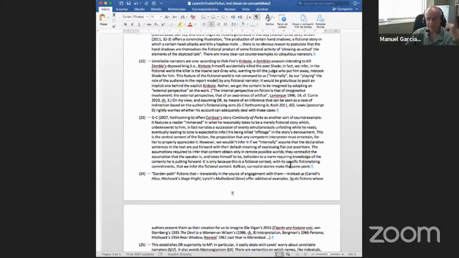I'm not going to read these particular examples. You can do it on your own. But in the case of unreliable narration, some of what the unreliable narrator tells us is not true in the fiction. Maybe what is true in the fiction is just the negation of what the unreliable narrator tells us.